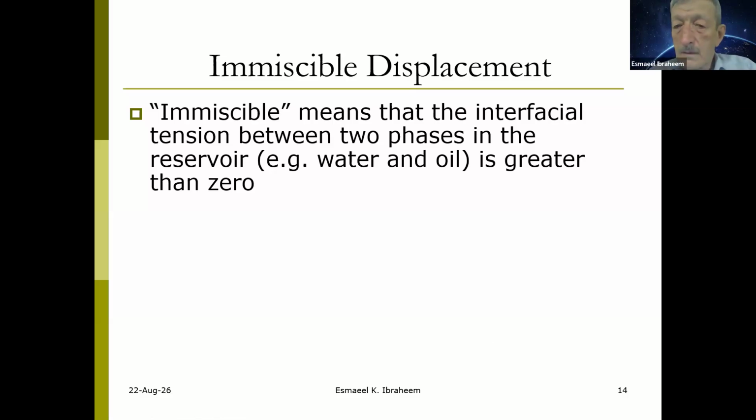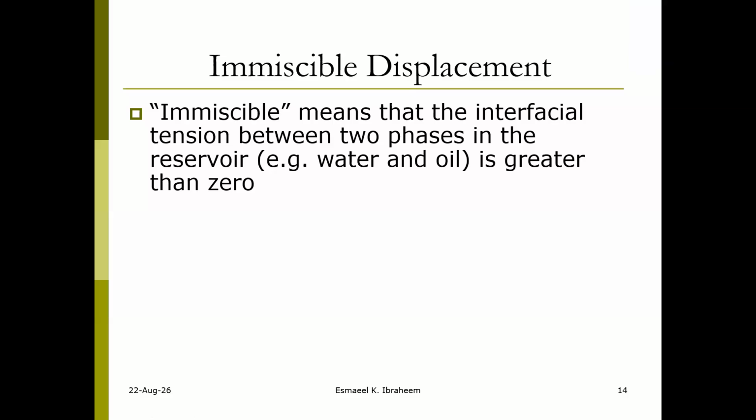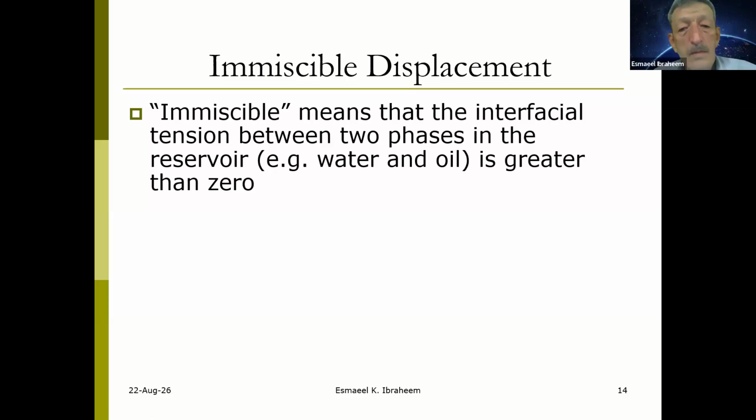We can go through the immiscible displacement, actually. Immiscible means that the interfacial tension between two phases in the reservoir, that's water and oil, is greater than zero.